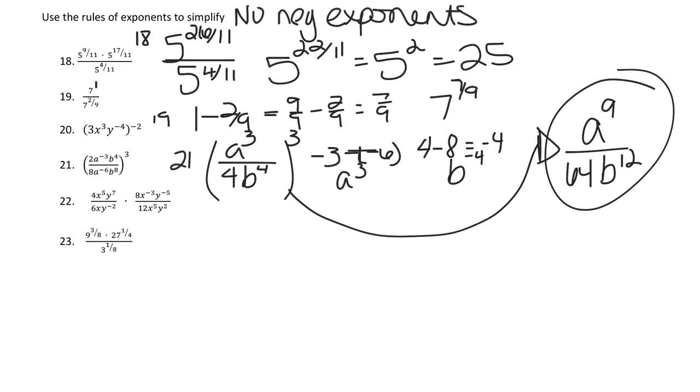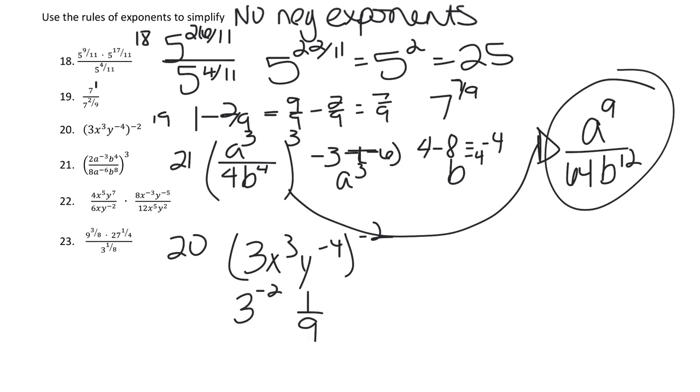That's 21. Number 20, 3x cubed y to the negative 4, all to the negative 2 power. So that's 3 to the negative 2 power, which is 1/9. Then I have x cubed to the negative 2, multiply 3 times negative 2, that's x to the negative 6, which means x to the positive 6 goes in the denominator. And then y to the negative 4 to the negative 2 power becomes y to the positive 8, so y to the 8th in the numerator. And I could put the 1 there or not. So y to the 8th over 9x to the 6th.